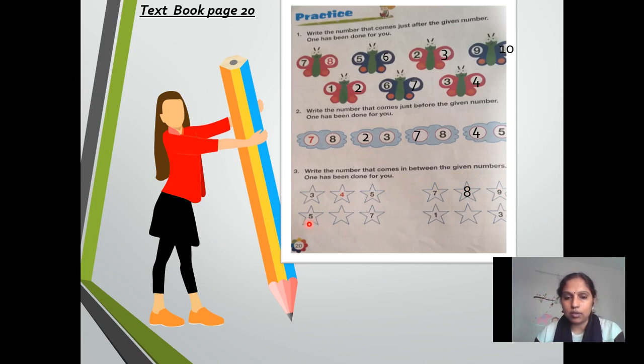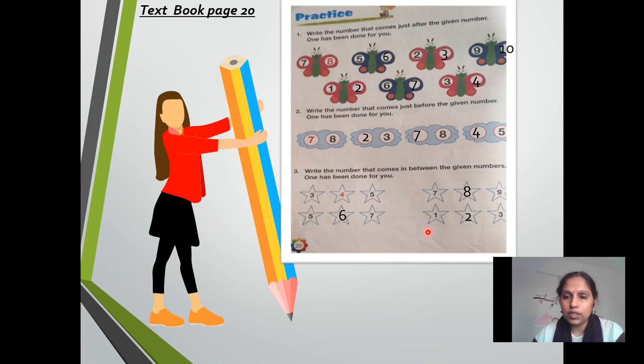Now left hand side, come down. 5 and 7. So what number comes between 5 and 7? So the number that comes between 5 and 7 is, yes, 6. So inside the star you have to write the number 6. Correct? Okay, last one. Very simple, dead easy. 1 and 3. The number that comes between 1 and 3 is 2. Right?